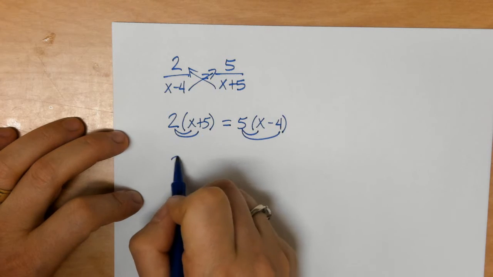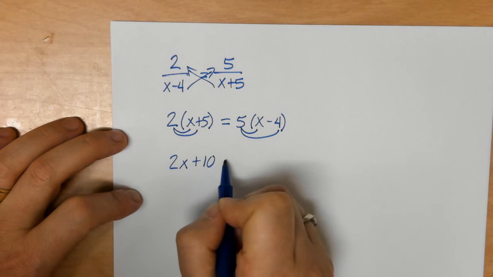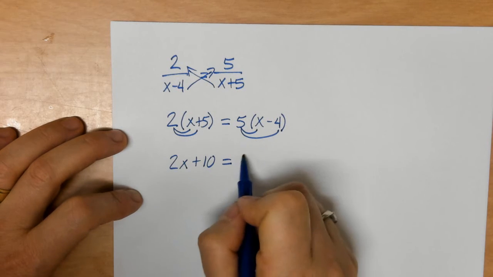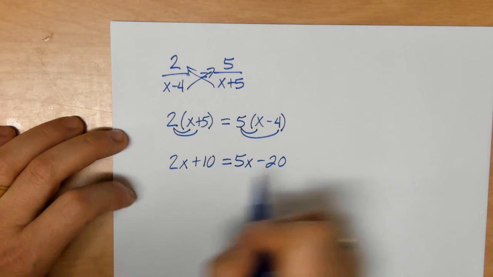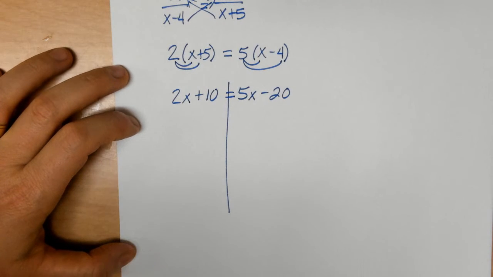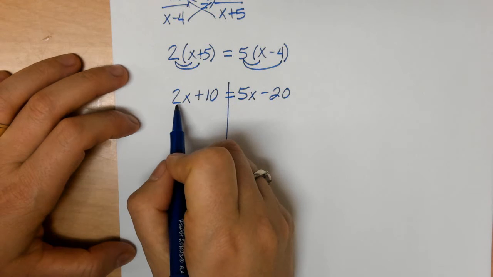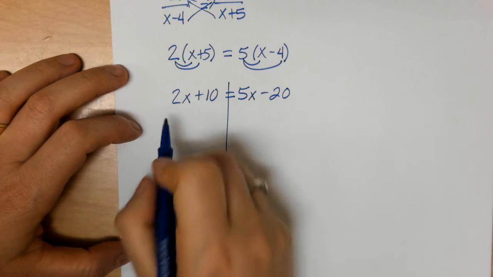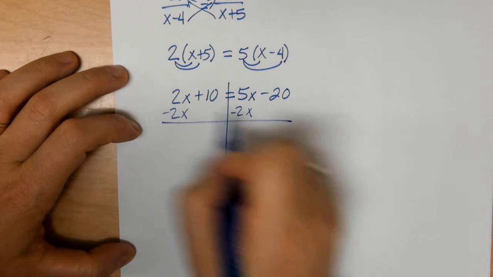2 times x is 2x. 2 times 5 is positive 10. 5 times x is 5x. 5 times negative 4 is negative 20. Now I have a multi-step equation that I can solve. I will start by getting all the variables on one side. I choose the smaller one to move, which is that 2x. So I'll subtract 2x on both sides.